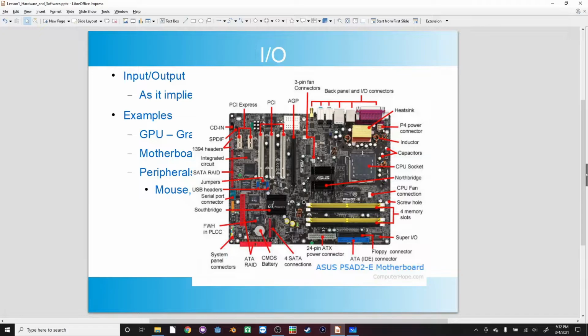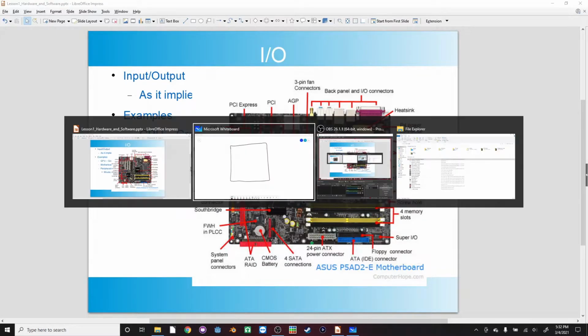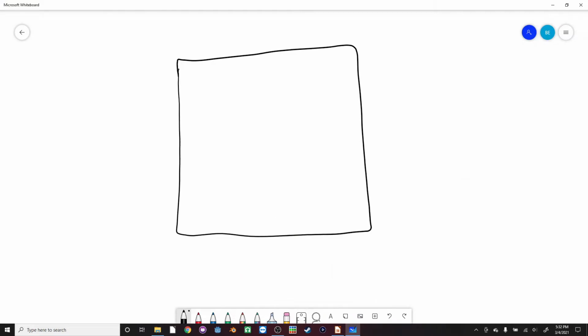Nothing fancy. I mean, it looks fancy, it looks complicated, and it kind of is. All this stuff here is just to make sure that the signals go from one place to the other place without degrading or becoming noisy or anything like that. So here's our magical motherboard.